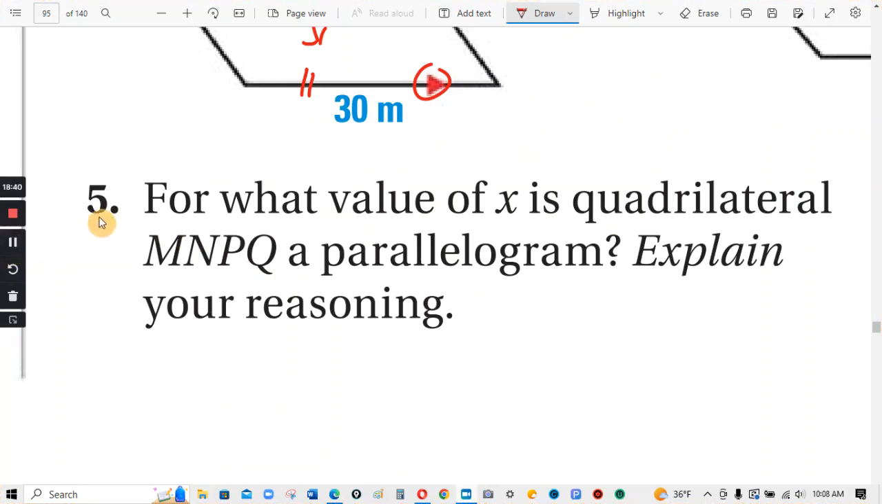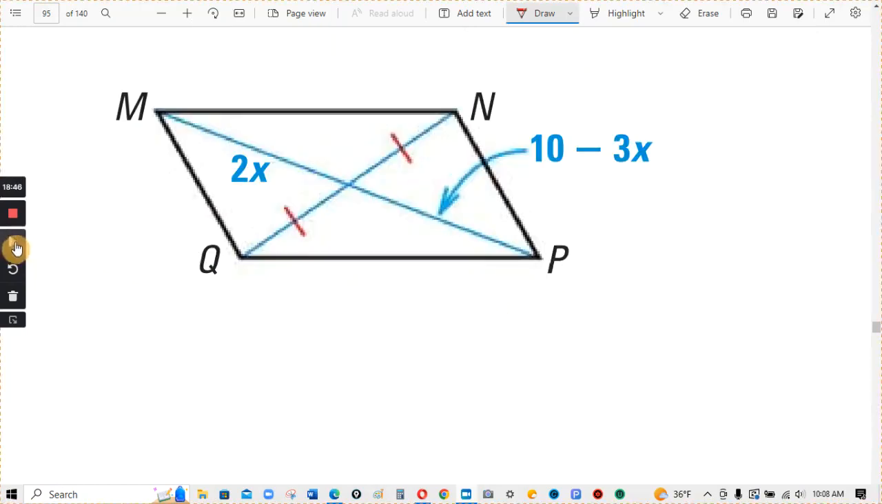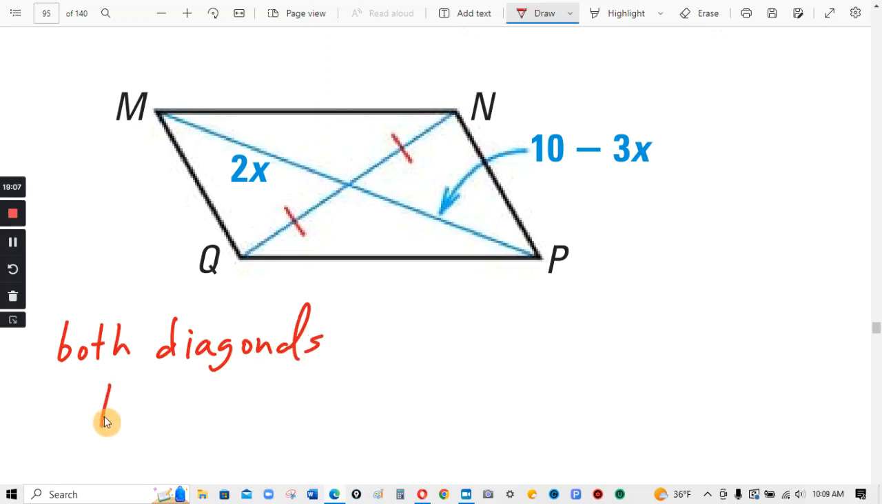All right, let's check out 5. For what value of x is quadrilateral MNPQ a parallelogram? This is for number 5. See if you can determine what value of x makes it a parallelogram. So what you need to prove it is both diagonals bisect. That's what you need. So we have this one already, we can see the tick marks here. So this one matches this one, and we also need this one to match this one.